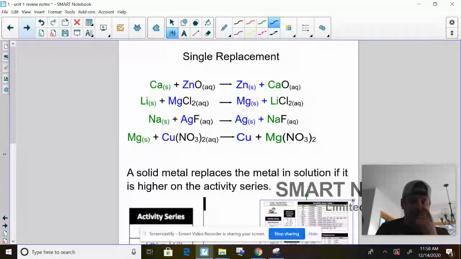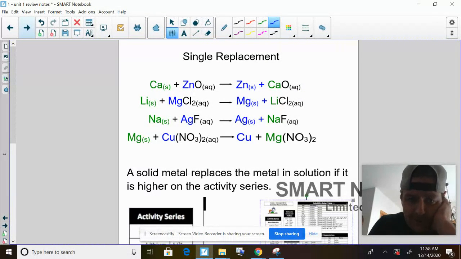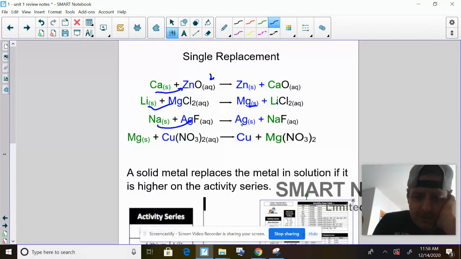Single replacement. If you remember from honors chem, single replacement just means that the metal is going to replace the metal that's in solution. Aqueous means solution here. We'll get into tomorrow how to actually predict these, but the general pattern is that the metal switches, as you can see. So sodium replaces silver, and silver comes out as a solid. It was in solution. Magnesium replaces copper.